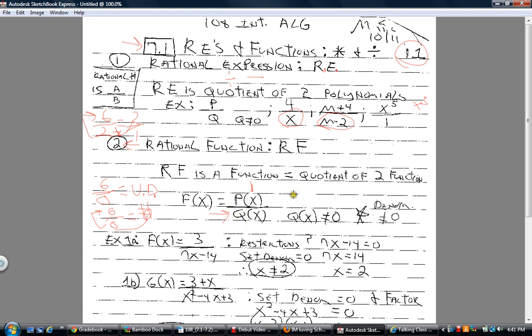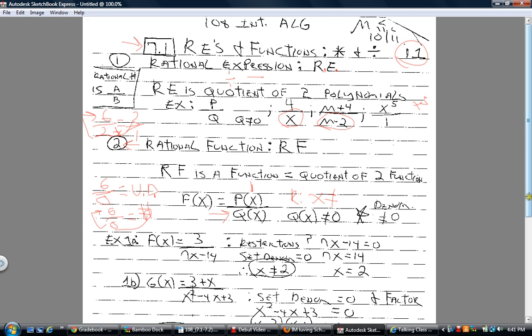Restrictions, for which I like to use the capital letter R, are what x is not, or the variable is not allowed to equal. Then the divisor, in the denominator, q of x, you cannot have that expression equal 0.